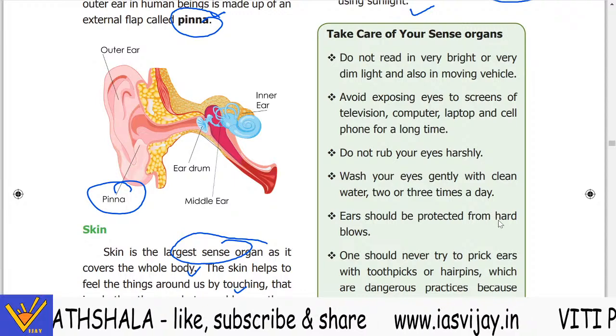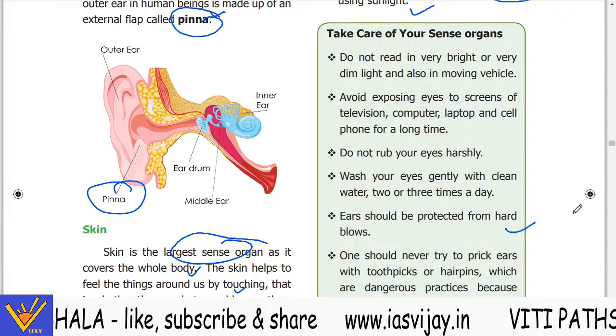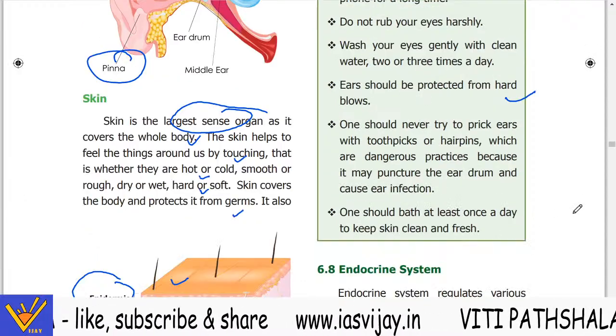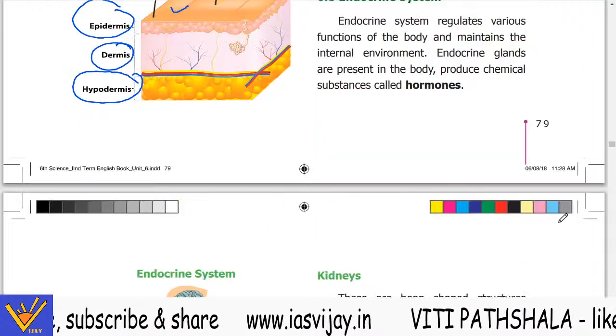Now they have shown you how to take care of your sensory organs. Not important, they are for the students of the 6th class.